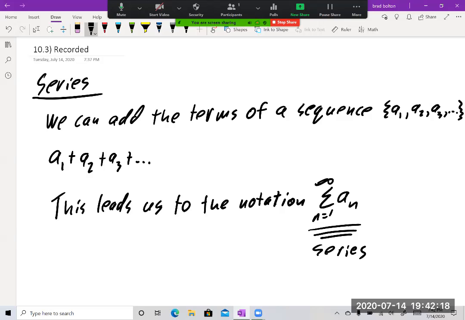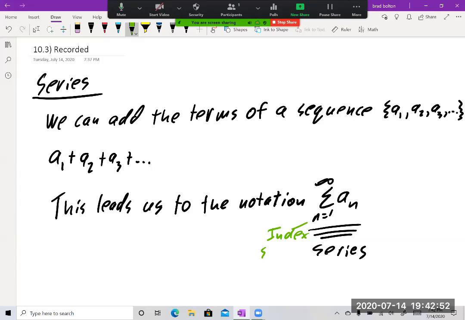So let's suppose that we have a sequence A sub 1, A sub 2, A sub 3, A sub 4. We want to take a look at the addition of that sequence. So we could add up all those terms, A sub 1 plus A sub 2 plus A sub 3 plus A sub 4, and so on and so on, right? So this leads us to this notation, oftentimes sigma notation. I just call this a series, where this is usually referred to as the index. Okay, and it tells you where to start.